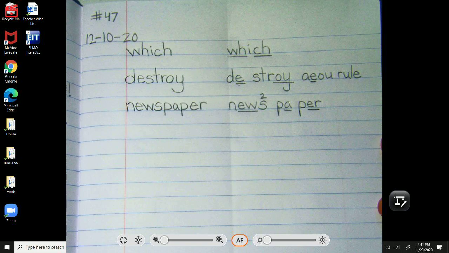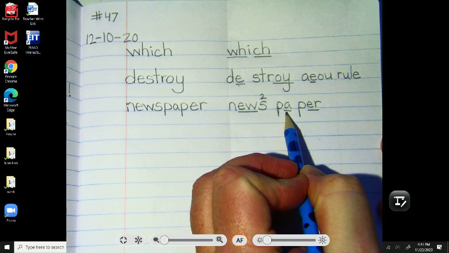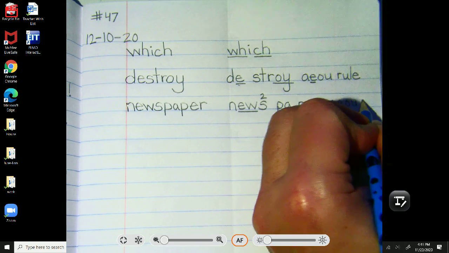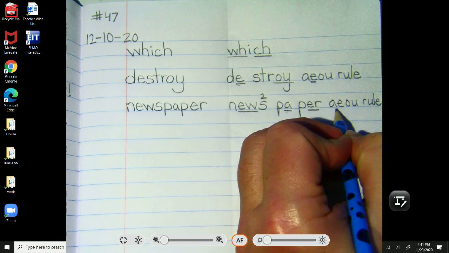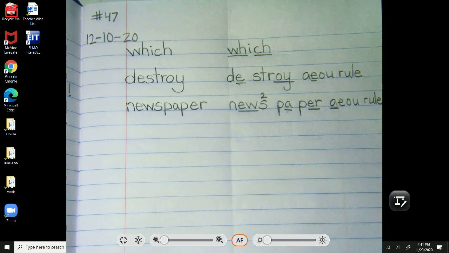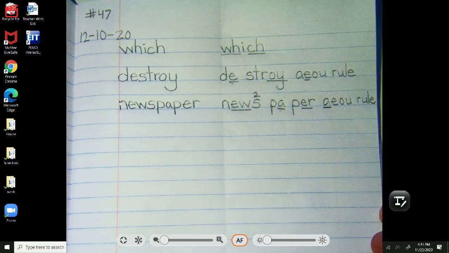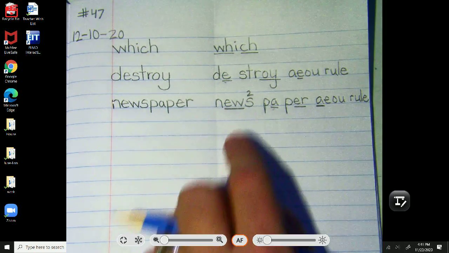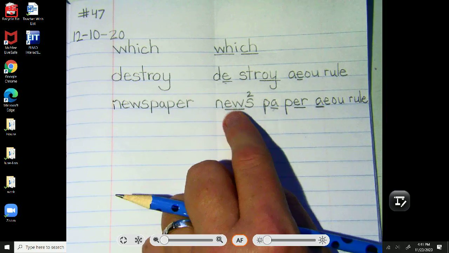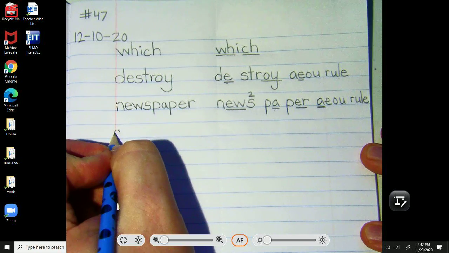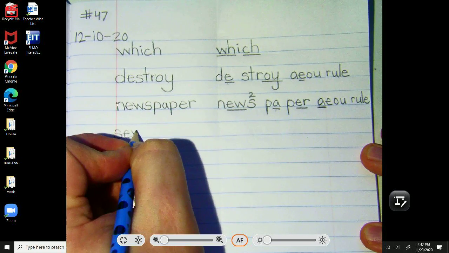Newspaper. Did you catch the rule in newspaper? Right. Again, we have a vowel saying its name sound at the end of a syllable. This time, it's the A, right? Ready? Say it with me. A, E, O, and U usually say A, E, O, and U at the end of a syllable. Newspaper. A compound word. A paper where you read the news. Newspaper. Our last word on the required list is the word several.